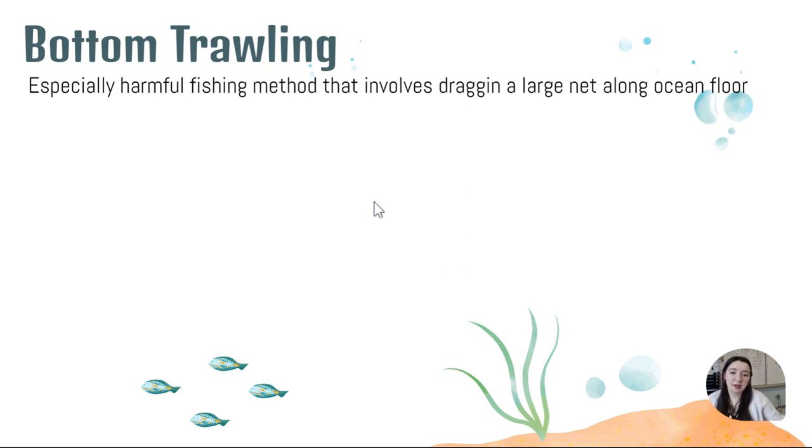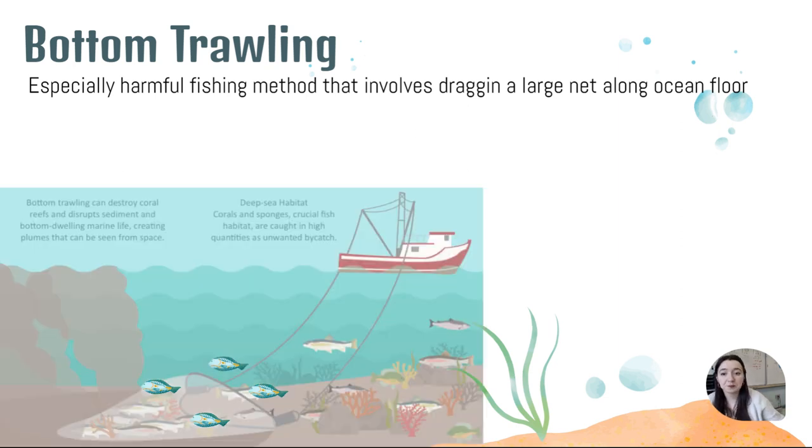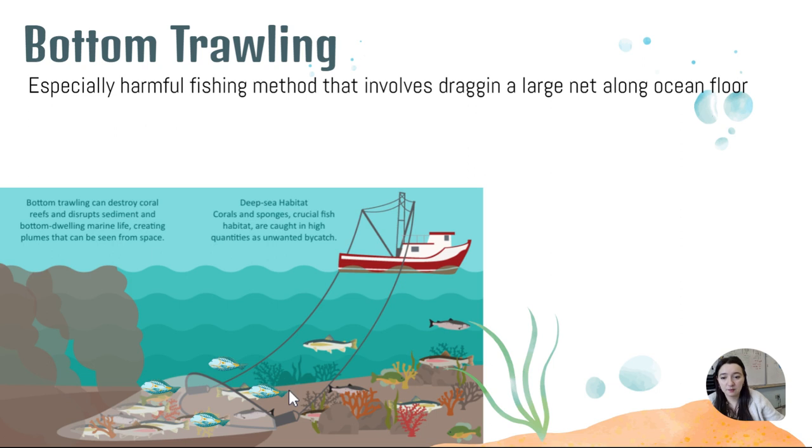So bottom trawling is when you are dragging a net along the ocean floor at whatever depth that may be. And it looks something like this. Now, if you have seen Finding Nemo, think back to when Nemo and Dory were caught in that net. That was bottom trawling, using a very big net, dragging it along the ocean floor and catching every single thing in that net, even if that's not your target species.